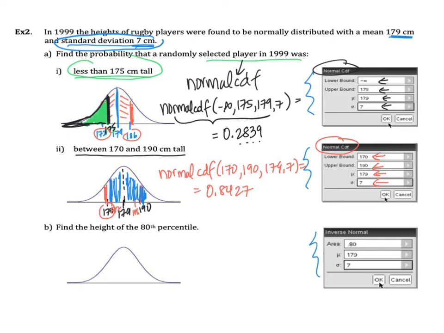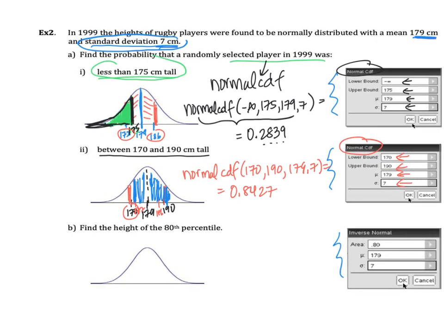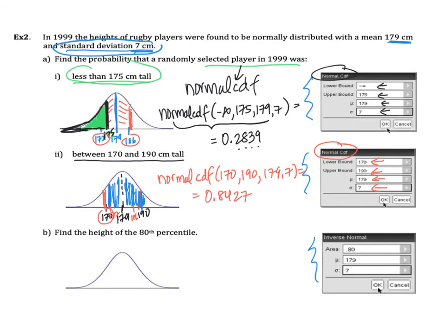Sorry about that. So now, this time we're telling you we have to actually find the height. We have to find the height at the 80th percentile. So what height is that? We know we have 179 centimeters here in the middle.